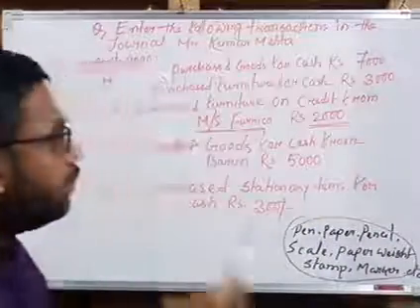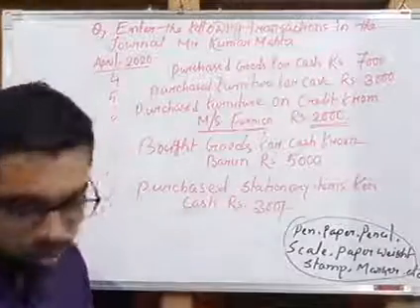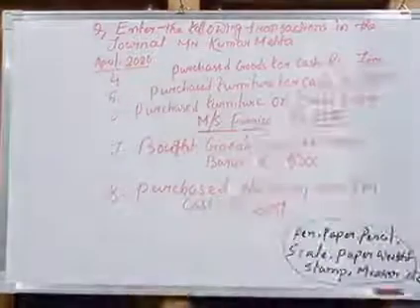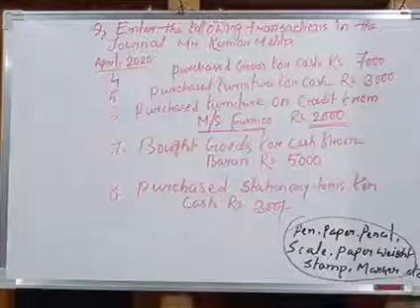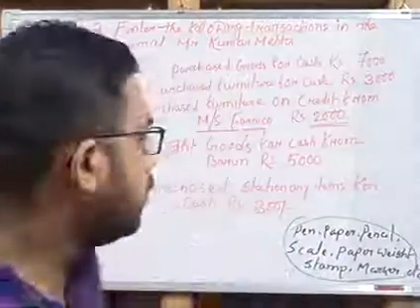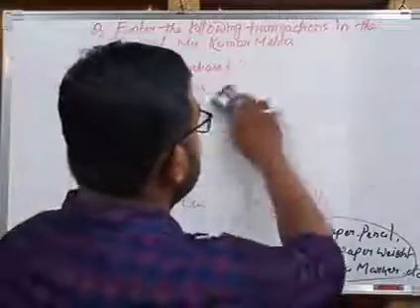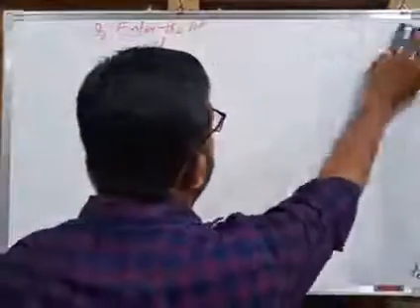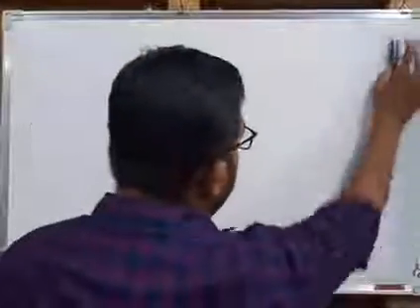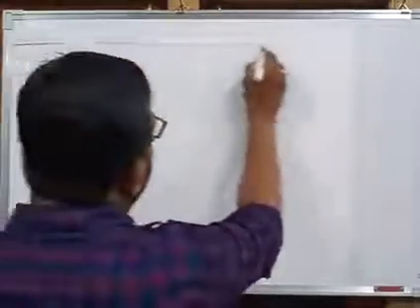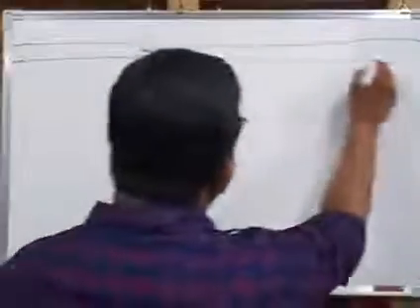Okay, so all of you should note it in your copy. Note these 5 transactions in your copy. Okay, so let's start the solution. So I'll draw the journal first.